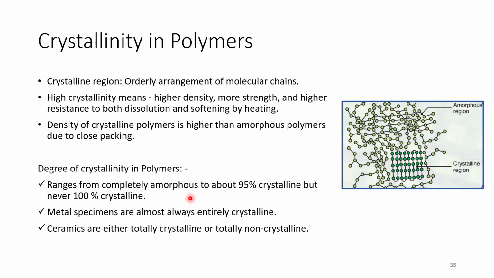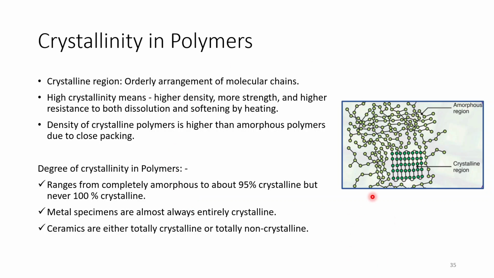Next is crystallinity in polymers. So crystalline region, which is orderly arranged in molecular chains, and the highly crystallinity means higher density, more strength, and higher resistance to both dissolution and softening by heating. The density of crystalline polymers is higher than amorphous polymers due to the close packing.